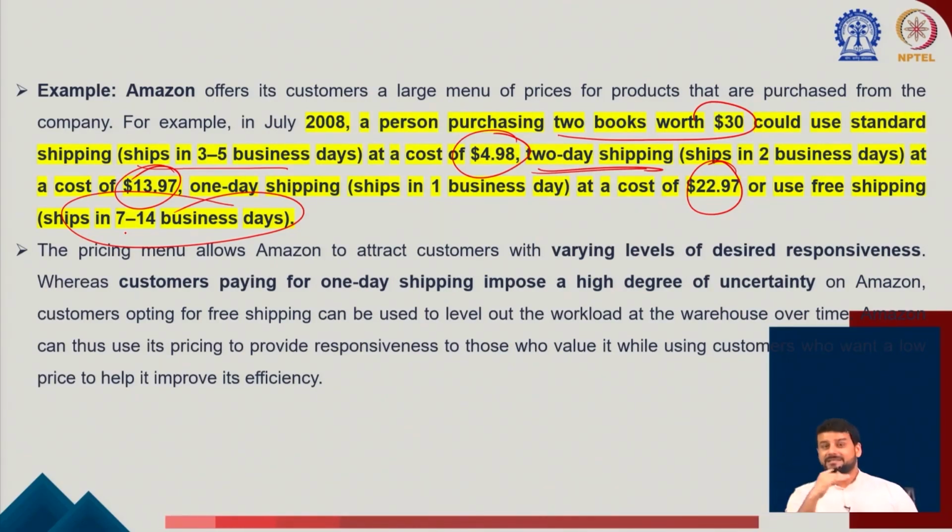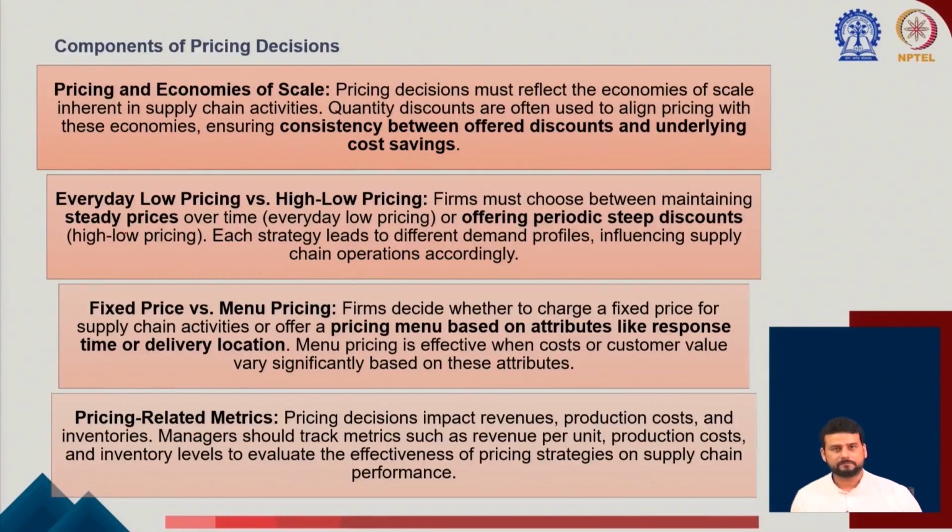This is responsiveness, but then this responsiveness puts a very high degree of uncertainty on Amazon's supply chain, right? At any time an order for same day delivery can come. So how will you keep that promise? Obviously you are charging high for that, but delivering the product is also another challenge, right? So you can see how they are preparing for different segments.